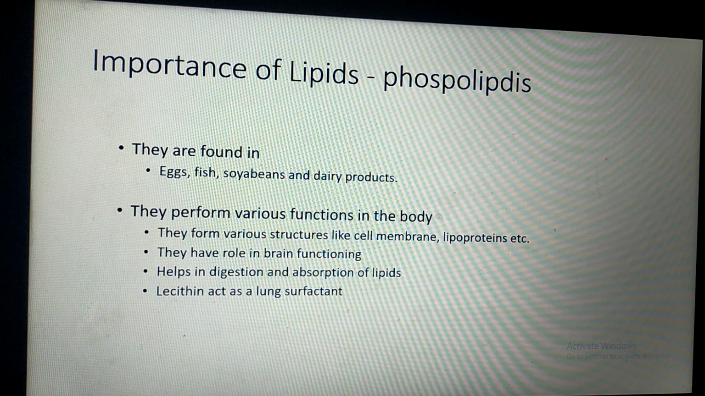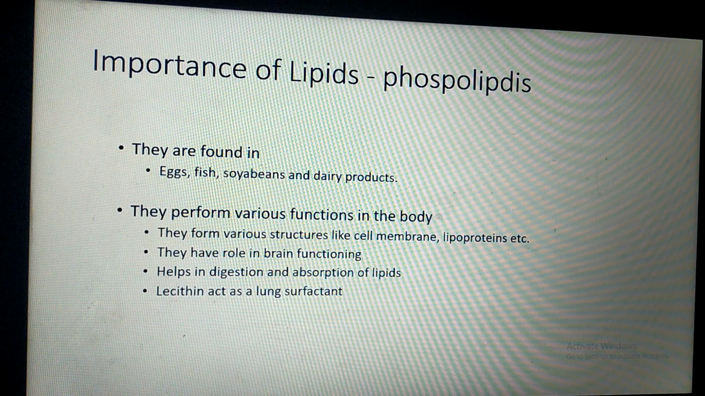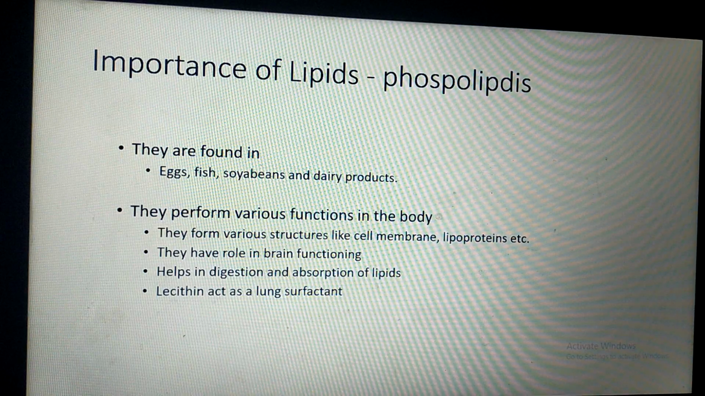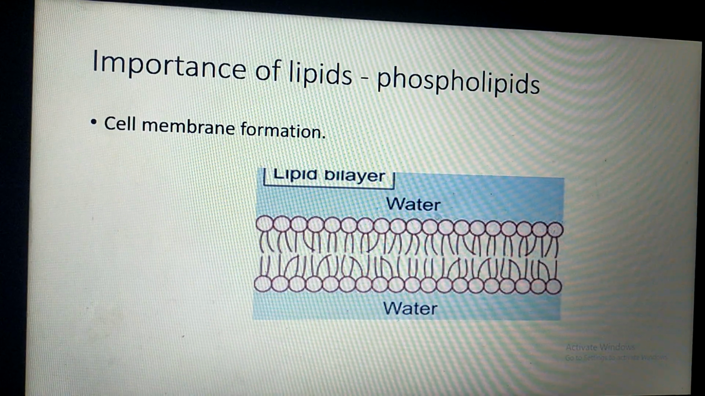They perform various functions in the body, like they form the cell membrane. They are also required for lipoprotein formation. They play an important role in functioning of the brain. Phospholipid helps in the digestion and absorption of lipids. Lecithin, as all of us know, acts as a lung surfactant. This is the cell membrane formation.